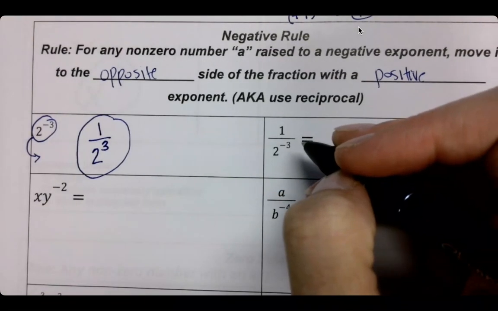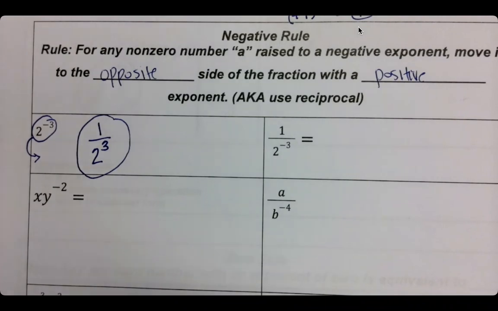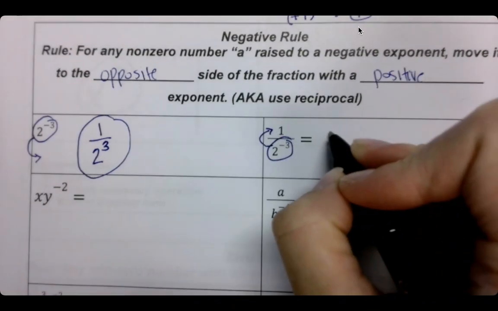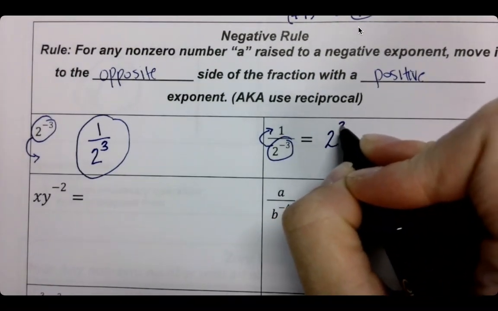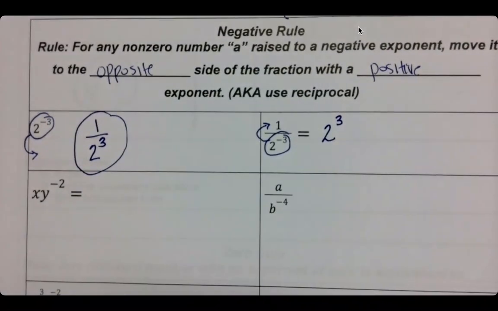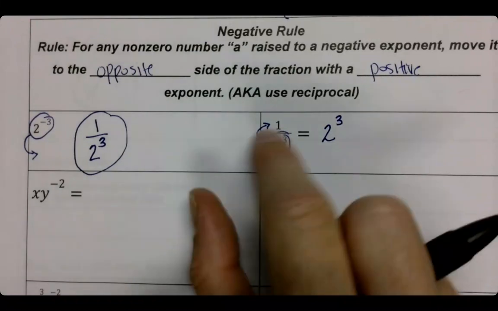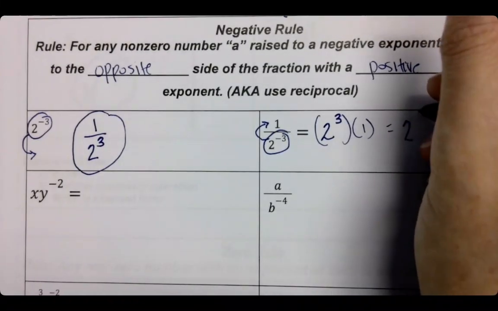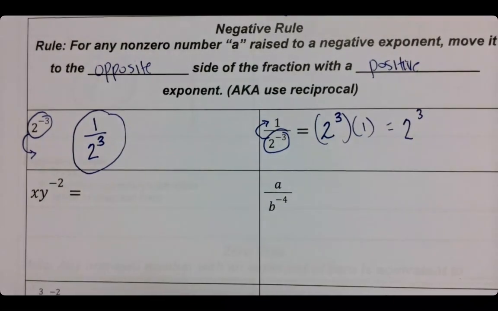So same thing with this one. Where is it now? It's on the bottom, right? So where does it need to move to? The top. So this would go up here and become 2 to the positive third power. Technically, the 1 would still be there, right? But anything times 1 would be that thing. It's called the identity property.